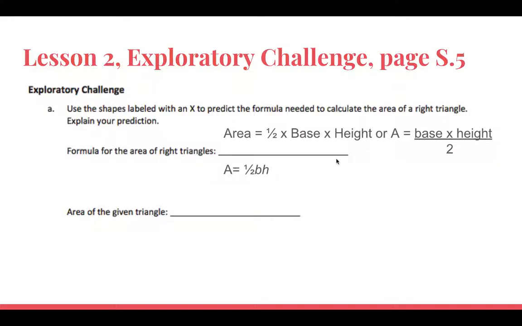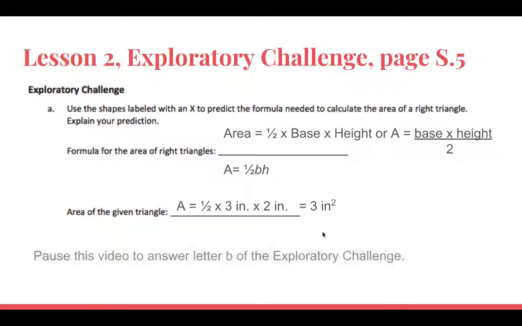The triangle that you were given, we'll mark the letter X. Now you're supposed to figure out the area. Measurements were 3 inches by 2 inches, and we want half of that because that's our formula. So your area should be 3 inches squared. And remember, you're multiplying inches 2 times, and that's why it is squared. Now pause this video to answer letter B of the exploratory challenge, and then I will help you with your exercise.